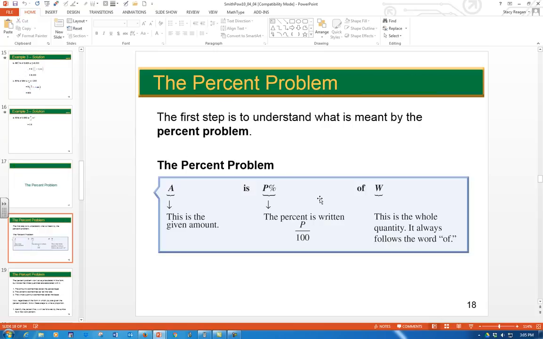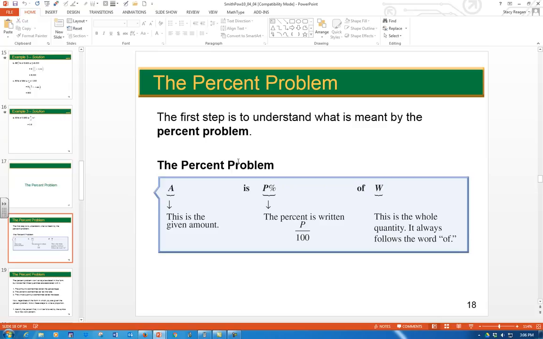Now, we actually do have some problems where we're trying to get accurate answers on these. And we're going to use what I like to call a template for these. And your book has this template. Let's see, these problems are on page 192 in your book.